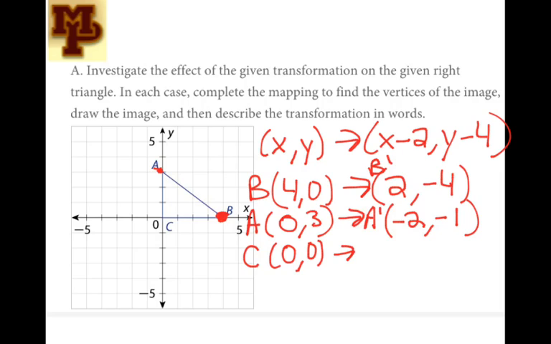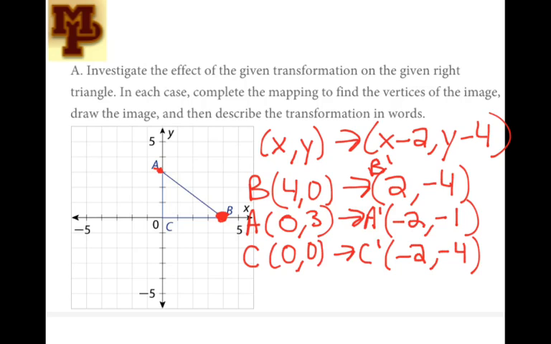So then we'd want to do the same thing. We want to take away 2, so that would be negative 2. And then we want to take away 4 from the y-coordinate. So we got negative 4. Okay? So let's go ahead and plot those new points and see what they look like.